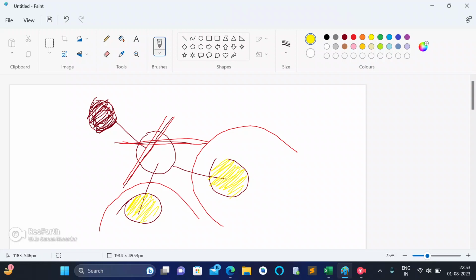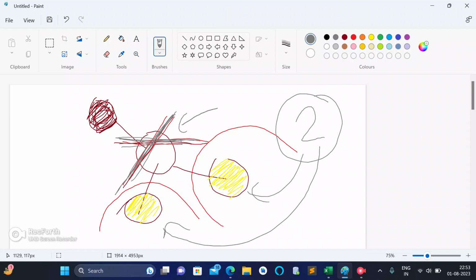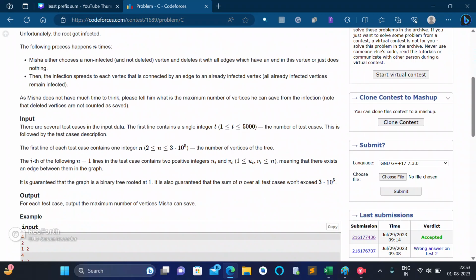These two nodes will remain safe from infection. In this question we were told that the node which we removed, the one I marked with a cross, should not be counted as a non-infected node. So the non-infected nodes are only these two yellow nodes. The removed node, even though it is not infected, is a useless node. So the only useful nodes which are not infected are the yellow ones, and in this case our answer is 2. So this is the whole question.